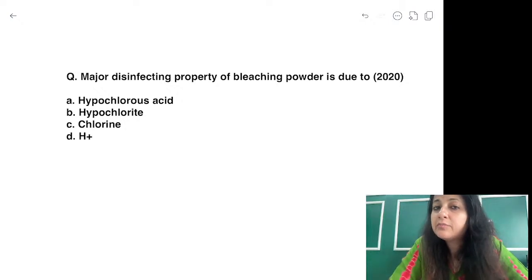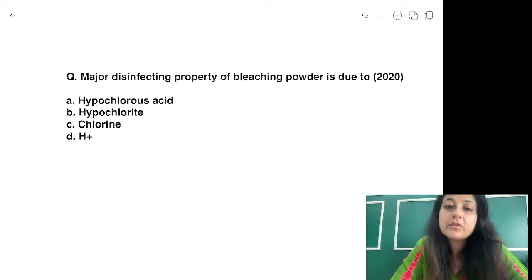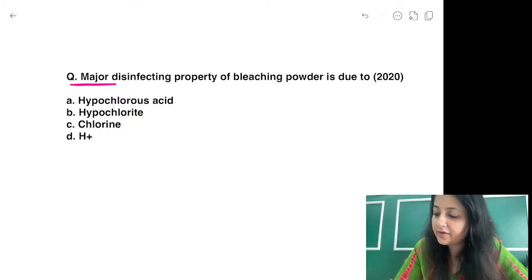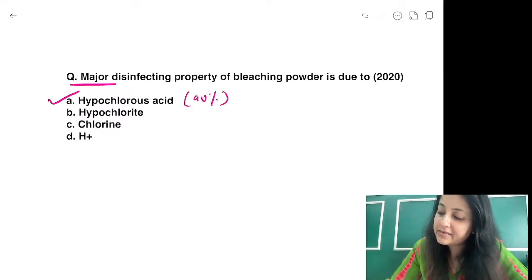Major disinfecting property of bleaching powder is due to... I don't want any one of you marking this wrong, guys. Major disinfecting property of bleaching powder is due to what? What is your answer? Think and write. Very good. Since I asked major disinfecting, hypochlorous acid. 90% disinfection is due to hypochlorous acid.